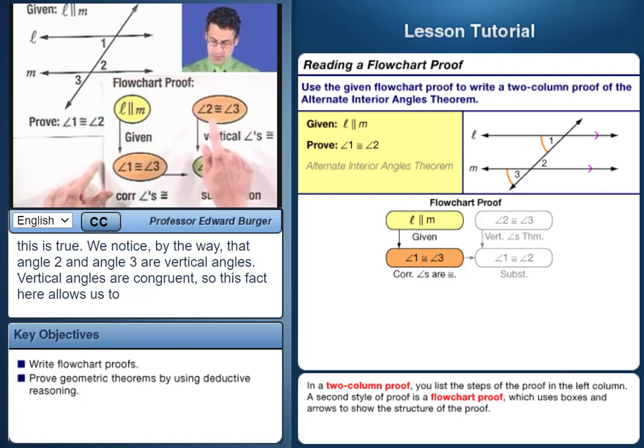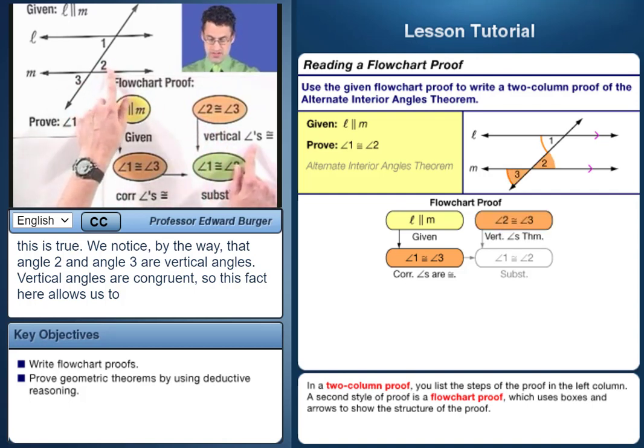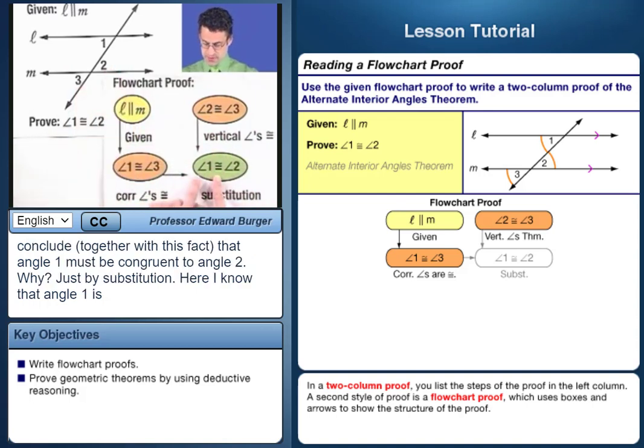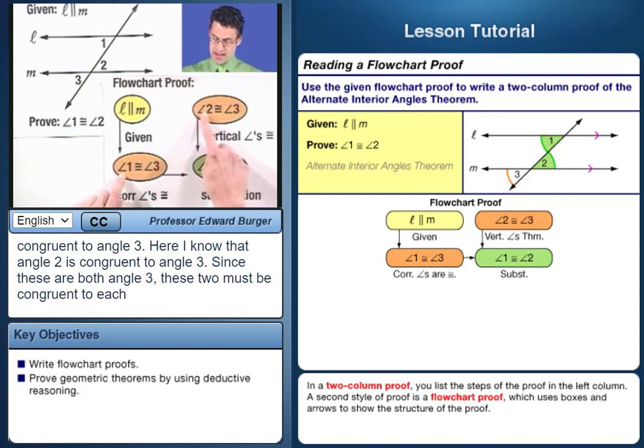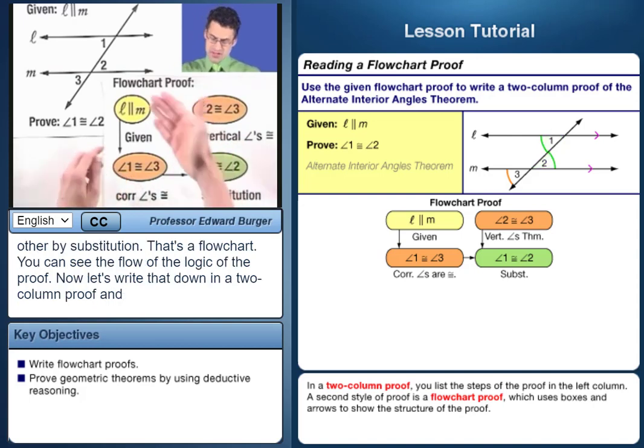Now, we notice, by the way, that angle 2 and angle 3 are vertical angles. So we know that vertical angles are congruent. And so this fact, together with the previous fact, allows us to conclude that angle 1 must be congruent to angle 2. And why? Just by substitution. Here I know that angle 1 is congruent to angle 3. Here I know that angle 2 is congruent to angle 3. Since these are both angle 3's, these two must be congruent to each other by substitution. So that's the flowchart. You can see the flow of the logic of the proof.